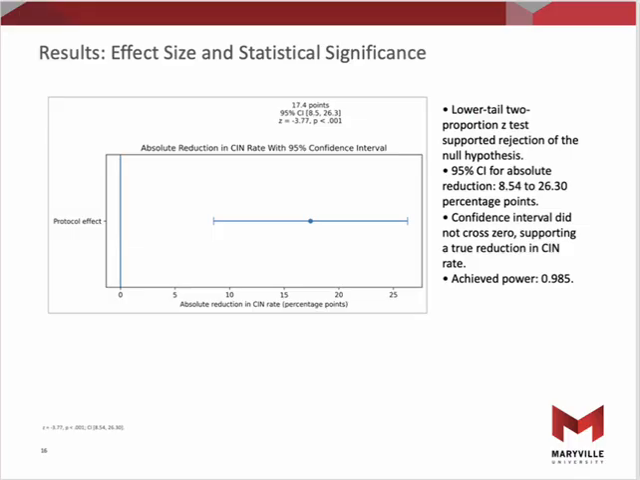So inferential analysis supported the clinical finding of a statistically significant decrease in CIN after implementation, with a 95% confidence interval for the absolute reduction ranging from 8.54 to 26.30 percentage points. The lower tail two proportion z-test supported the rejection of the null hypothesis. And the confidence interval did not cross zero, supporting a true reduction in CIN rate.